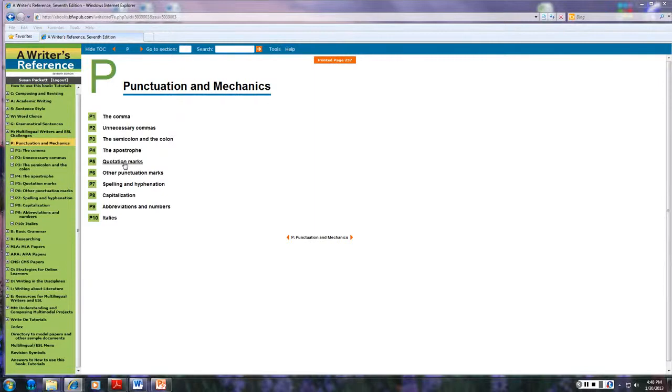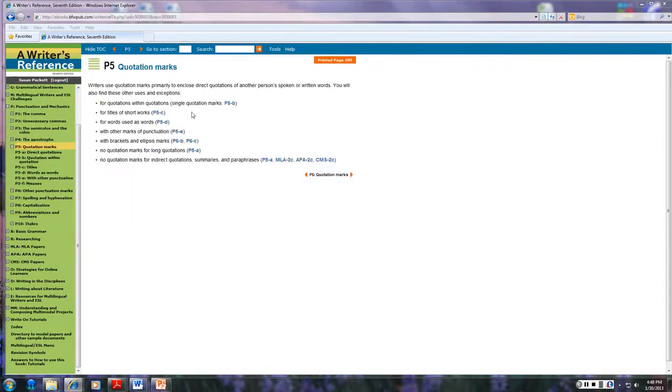For quotation marks, there are a number of things that we need to be aware of, not only when we use them to indicate dialogue, but particularly when we use them in academic writing to indicate that we have borrowed material. Single quotation marks are used if there is a quotation within a quotation. If I said what someone else said, if I had a quote within a quote.